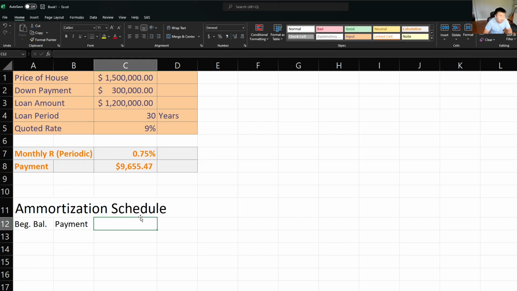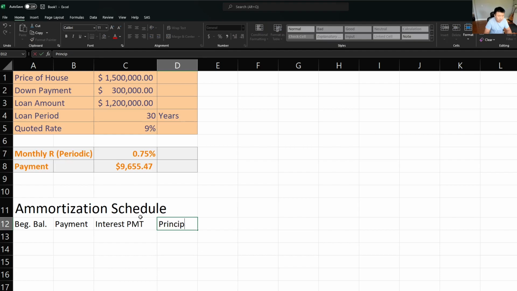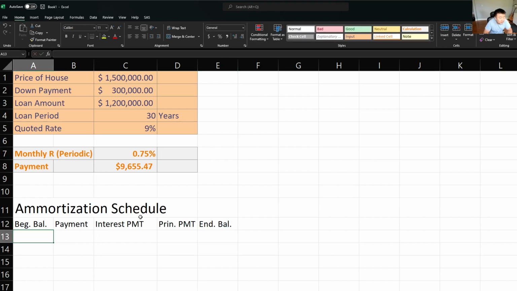Another fun fact about an amortizing loan is that the payment is going to be partly going to the principal and partly going to the interest. So we want to split that. The first is the interest payment and the principal payment. We're going to have 2 columns for the payment, and then in the end we're going to have the ending balance. So these are all the items. And of course, we need a column to keep track of the number of periods, that is the month.